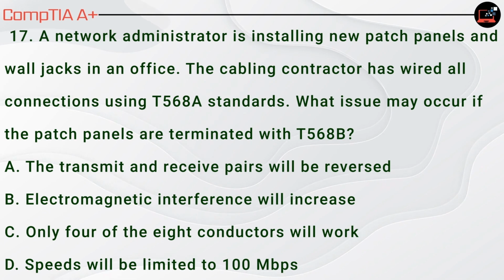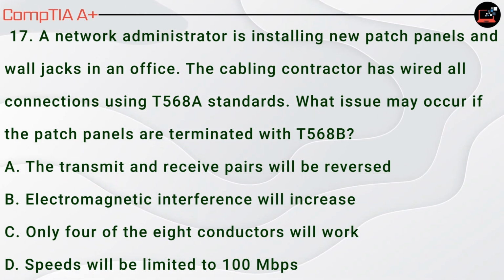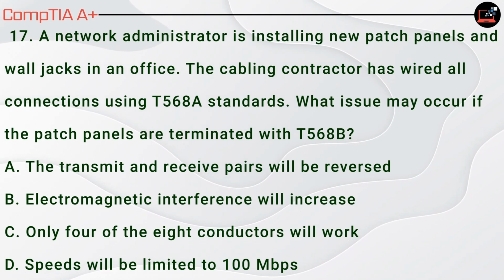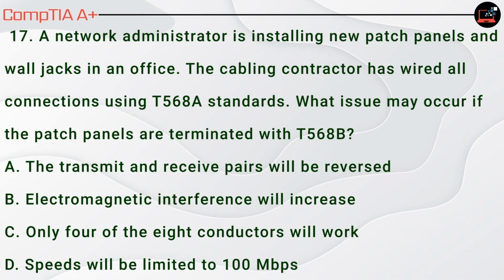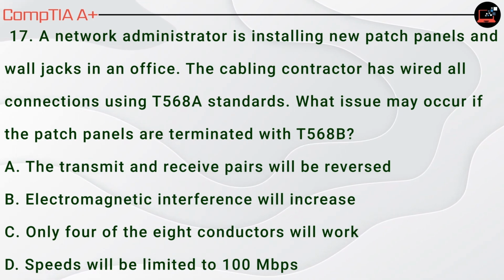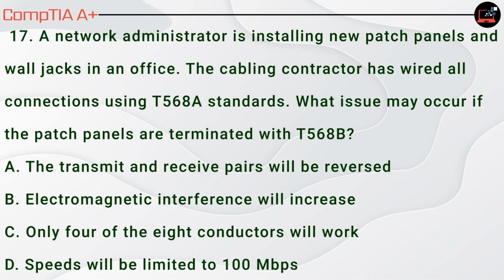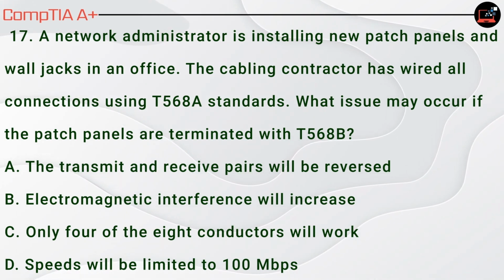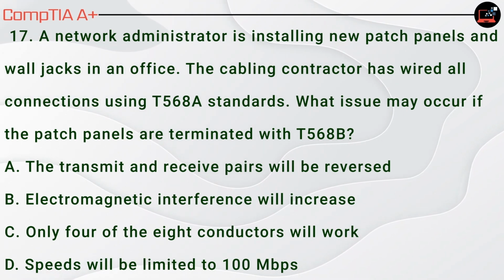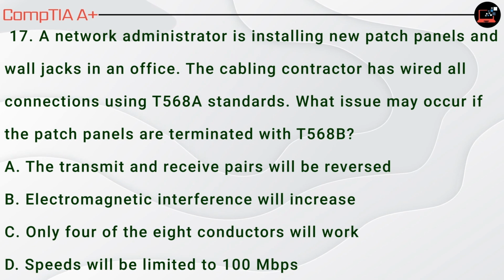A network administrator is installing new patch panels and wall jacks in an office. The cabling contractor has wired all connections using T568A standards. What issue may occur if the patch panels are terminated with T568B? A. The transmit and receive pairs will be reversed. B. Electromagnetic interference will increase. C. Only 4 of the 8 conductors will work. D. Speeds will be limited to 100 megabits per second.